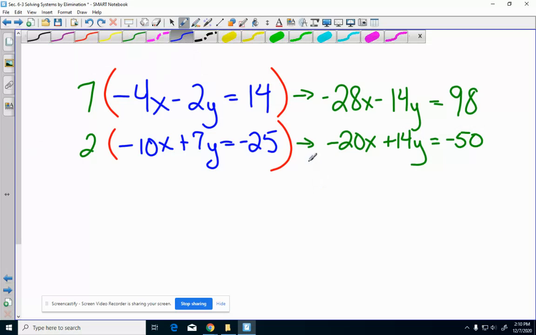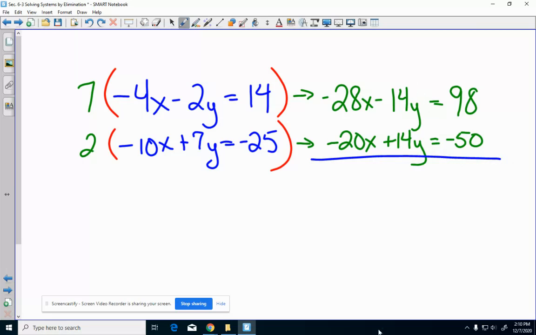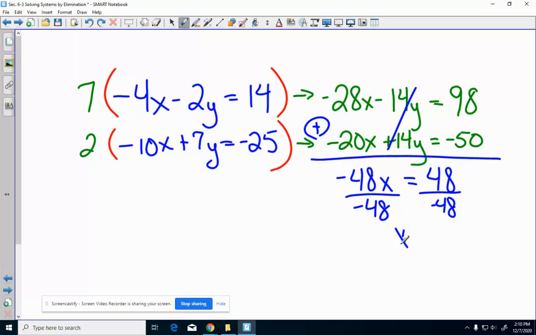Okay, so at this point, those y's are opposites of each other, negative 14 and positive 14. So we will add opposites to make that cancel. So negative 28 and negative 20, that's negative 48x. Those cancel. And then 98 minus 50 is 48. So if I divide both sides by negative 48, I get x is equal to negative 1. So there's half my answer. x is negative 1.